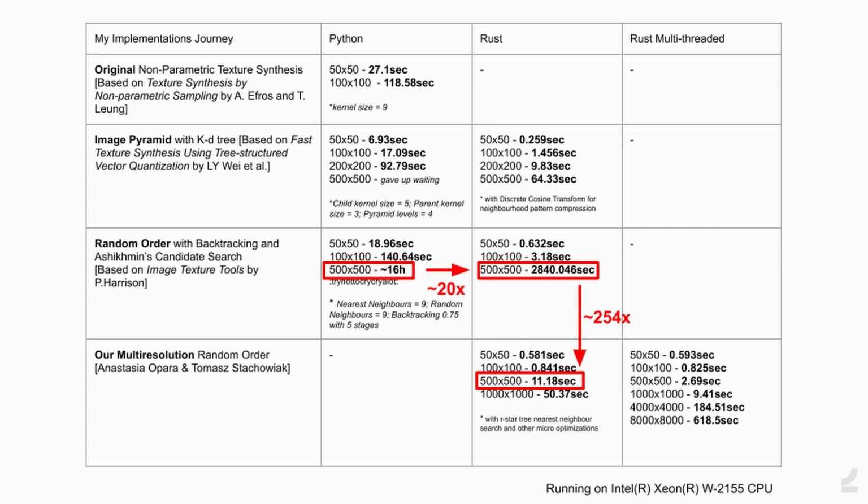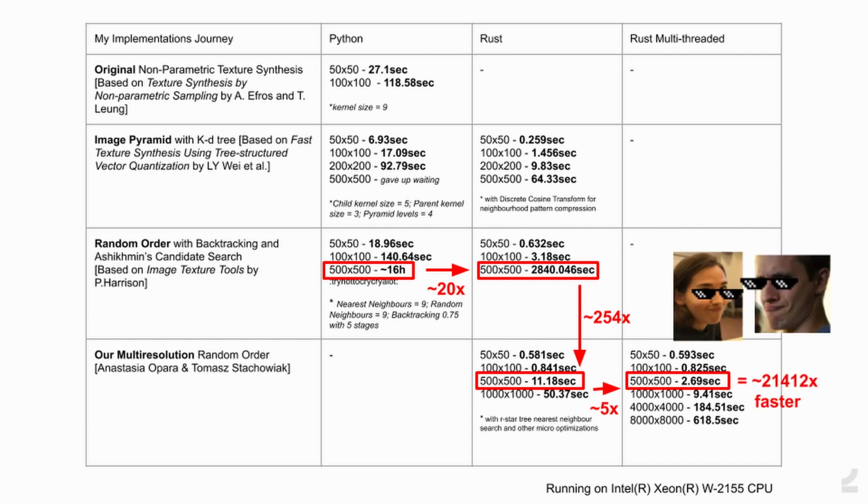And then together with Tom, over the weekend, we just did a bunch of micro-optimizations, such as using an R-star tree for nearest neighbor search when constructing the neighborhood pattern. And Tom also added CPU multithreading, and because the algorithm is stochastic and pixel resolution does not strictly depend on what has been synthesized immediately before, and even if it does, a lot of errors will be corrected in backtracking, it was pretty straightforward to multithread. So overall, it was a pretty massive speed up from my first implementation.